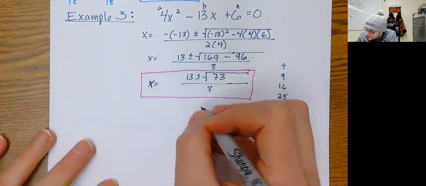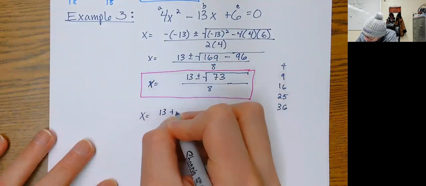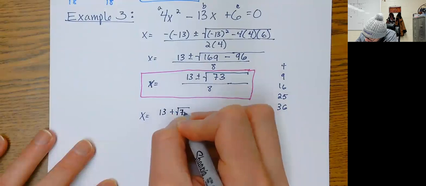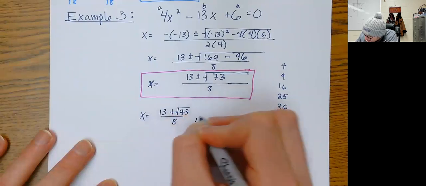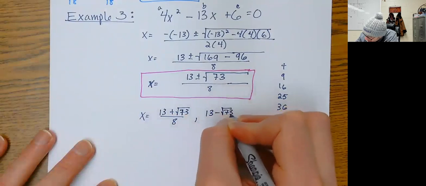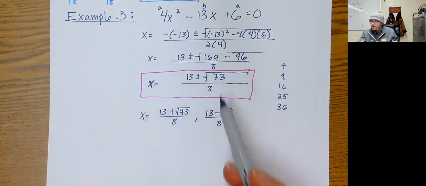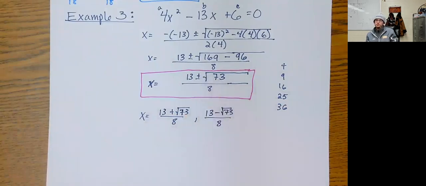The only thing you could do is, if your teacher asks you to, which I'm not asking of my students, you can separate this out to be X equals 13 plus the square root of 73 over 8, comma, 13 minus the square root of 73 over 8, and separate them out. But it's totally fine if you do plus or minus. I know that means two answers. Hopefully you know that means two answers because you got the plus or negative version of that.